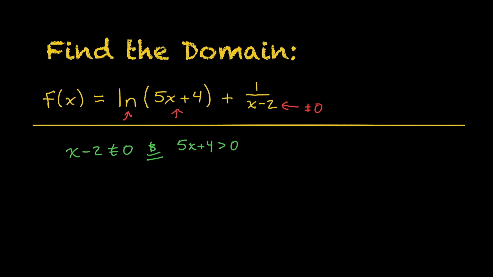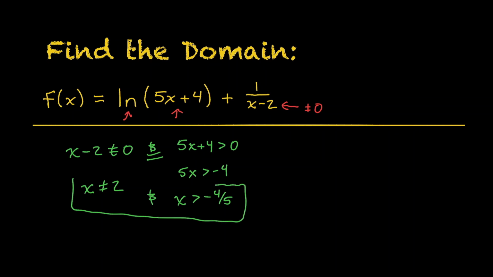So I have x minus 2 is not equal to 0. Well, that's pretty easy to solve. You might have already solved it in your head. x can't be equal to 2. So that's one portion of our domain. And then another thing is 5x plus 4 has to be greater than 0. So I can subtract 4 from both sides, get 5x is greater than negative 4, or x is greater than negative 4/5. And again, this is an and between these two statements. So we could write it like this: x is not equal to 2, and x is greater than negative 4/5.